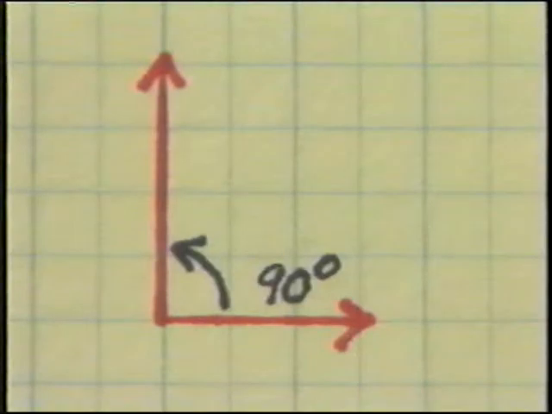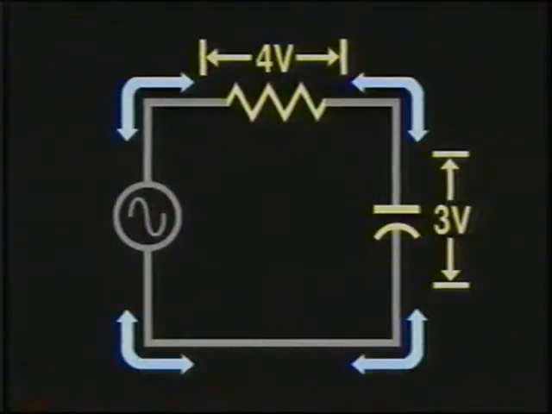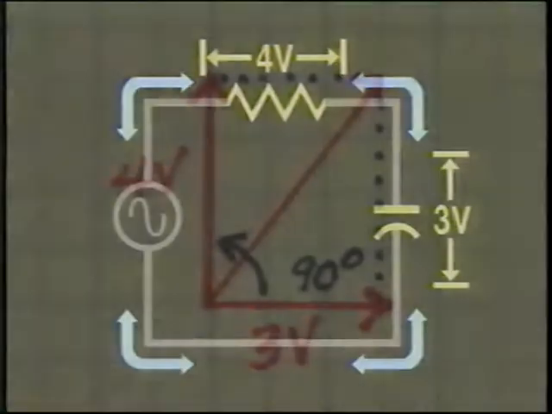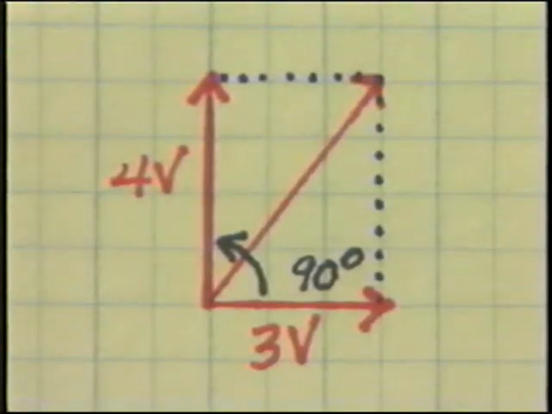Let's see how this is done using what you already know about phasor diagrams and the Pythagorean theorem. First of all, remember that phasor diagrams can be used to represent multiple voltages that are 90 degrees out of phase. V sub R leads V sub C. If, for example, the voltage drop across the resistor is 4 volts and across the capacitor is 3 volts, then the phasor diagram can be drawn this way.